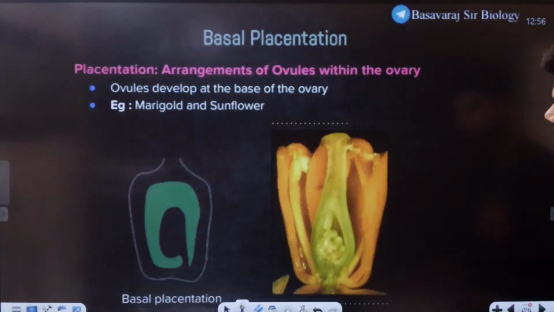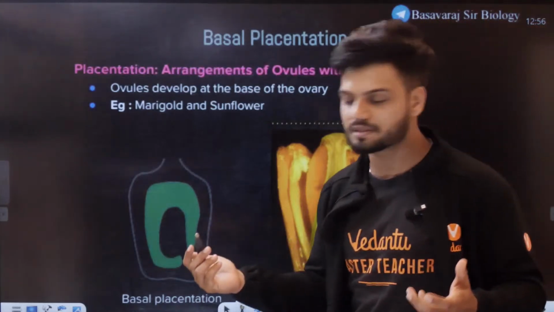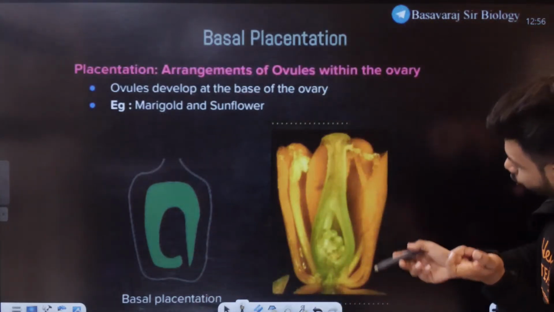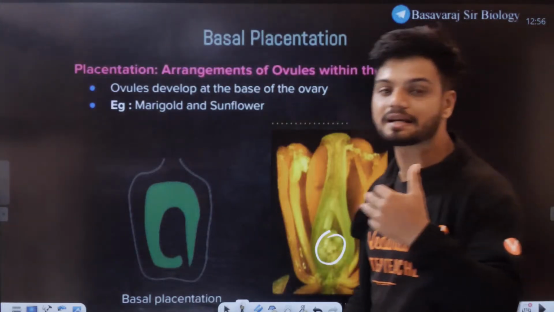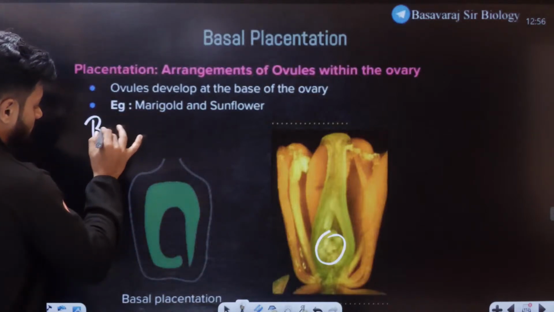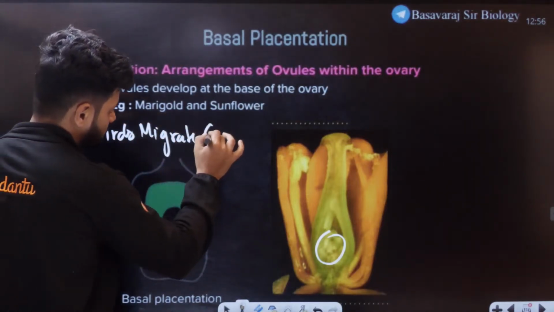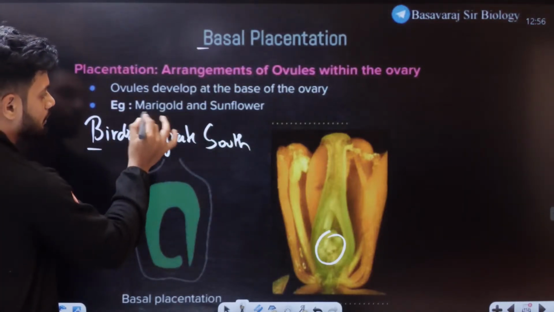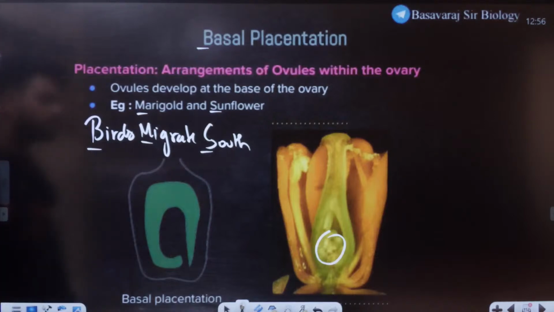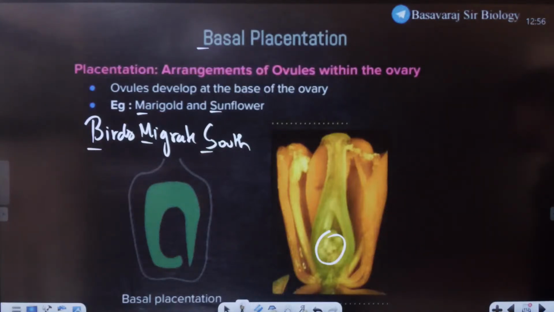Now, last one is basal placentation. In the case of basal placentation, a single ovule develops at the base. That is, birds migrate south. B for basal placentation, M for marigold, S for sunflower. Birds migrate south.